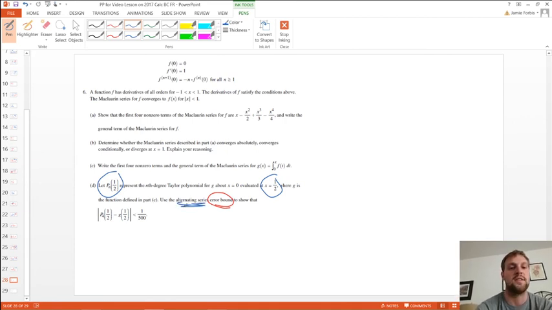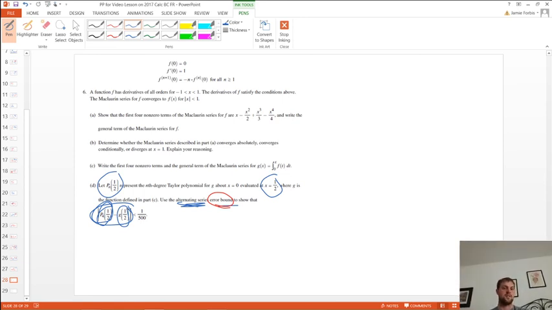Use the alternating series error bound to show that this right here is the difference in, and I don't know why they switched the order here. This is the estimated value of g of 1/2 using the first 4 terms of the Taylor polynomial, and this is the actual value of g of 1/2. It wants us to estimate that error and show that it's actually less than 1 over 500.